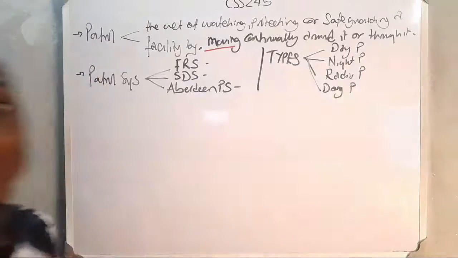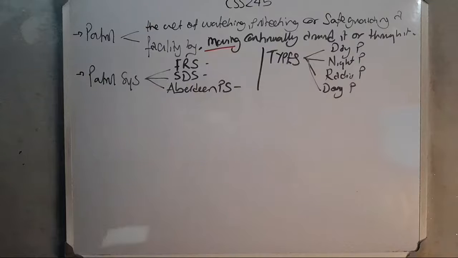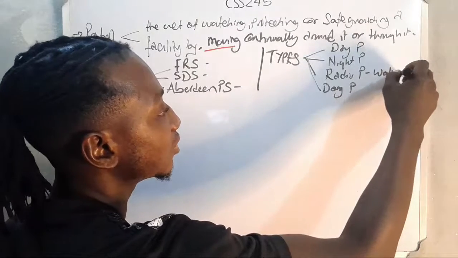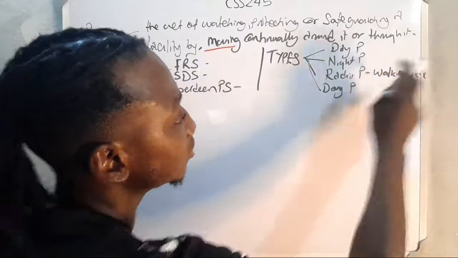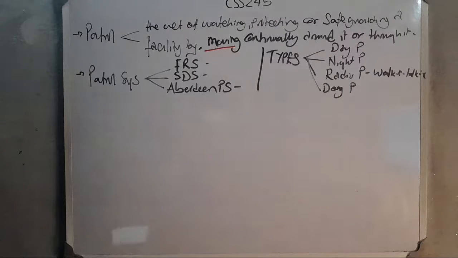The radio patrol is the use of radio in communication, checking strategically on what are the things that are happening in a particular area. The radio patrol involves exposure to several equipment. One of these today is the walkie-talkie, one of the equipment used in the radio patrol, and that's very beneficial.